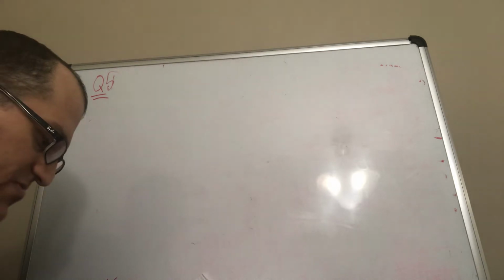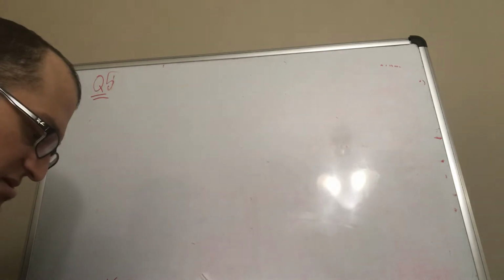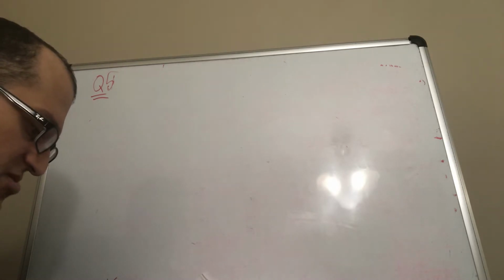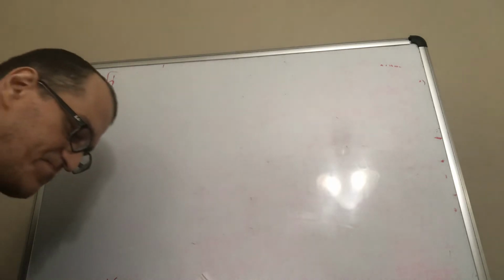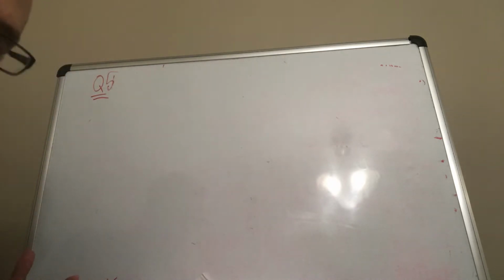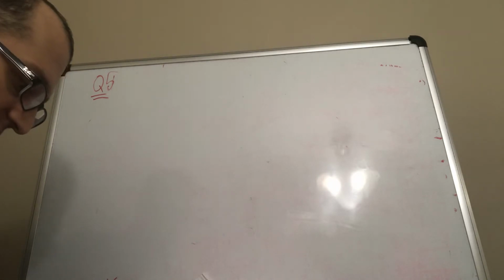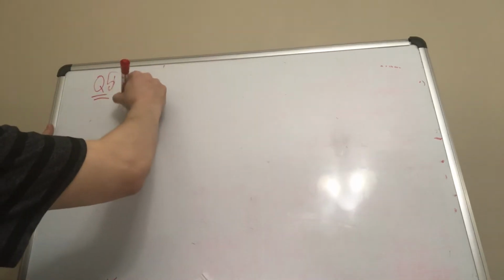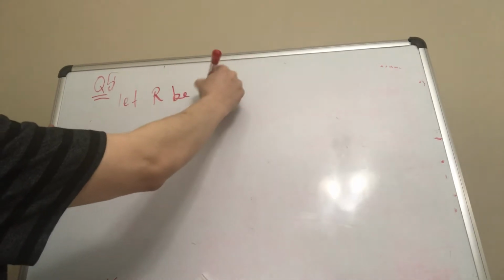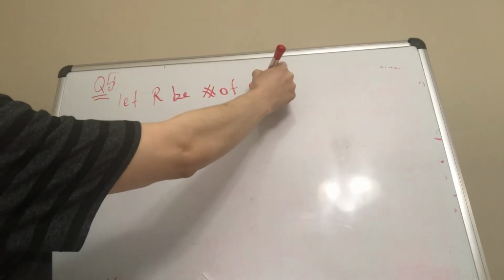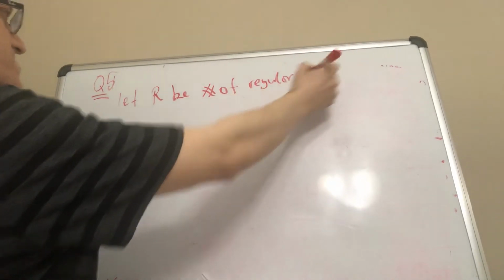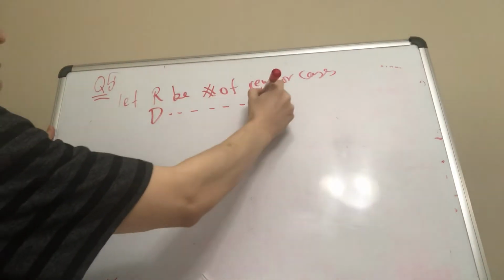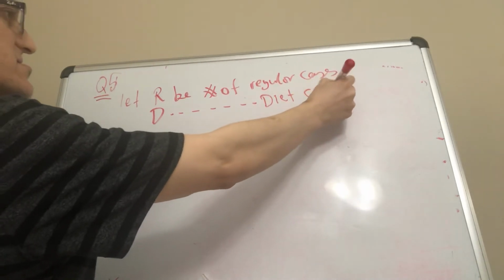Profit for a regular soft drink is $3 per case, and profit for the diet would be $2 per case. They would like to determine how many cases of each type. So we need to know how many cases of regular soft drink and how many we need to do for the diet. So let R be the number of regular cases, and D the number of diet cases.